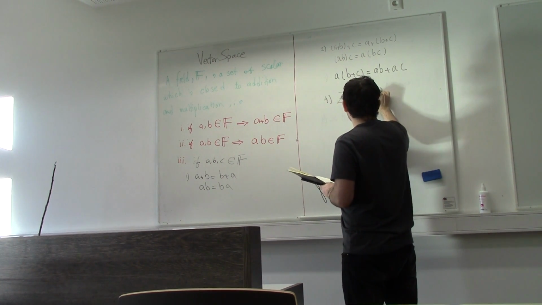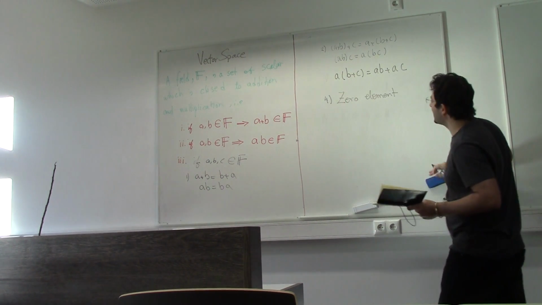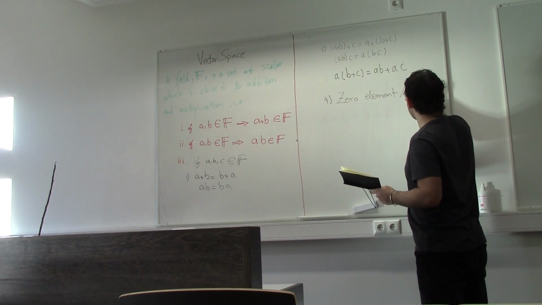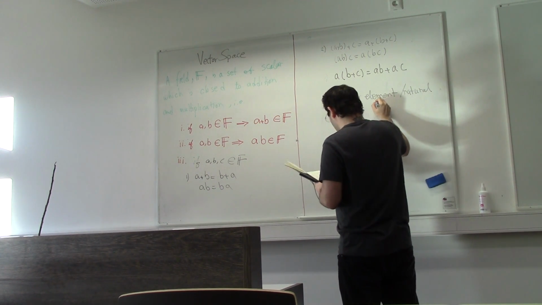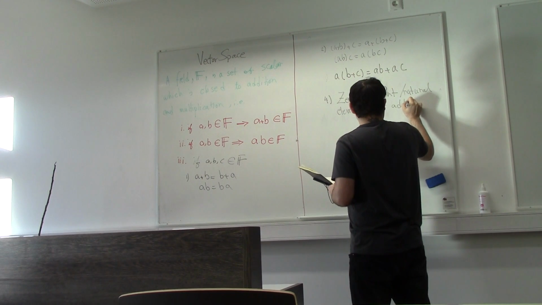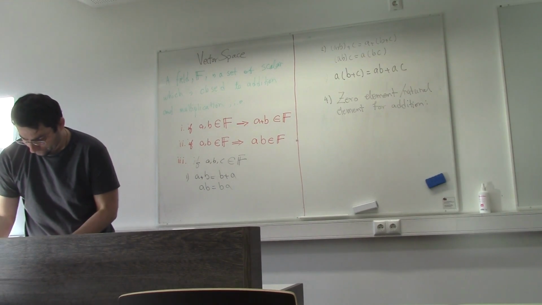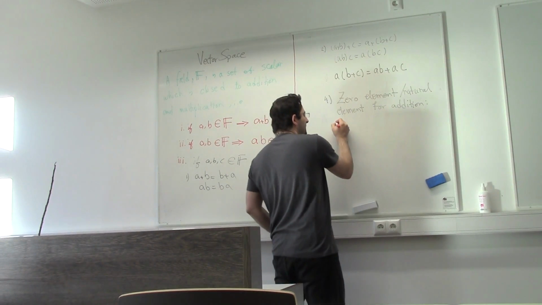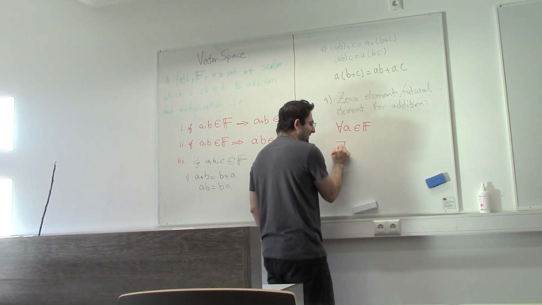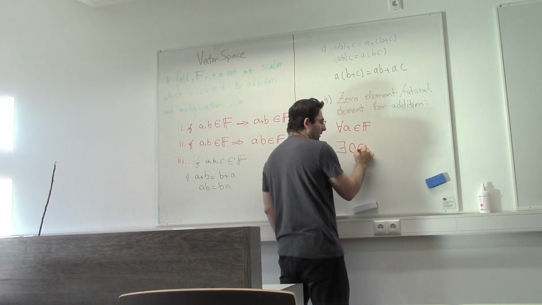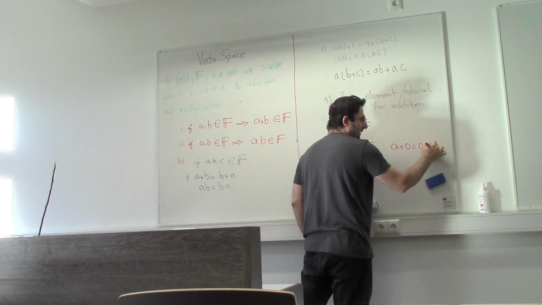We have a zero element, or sometimes this is called a natural element for addition. Which means for any A belonging to F, there exists a 0 belonging to F where A plus 0 is equal to 0 plus A is equal to A.